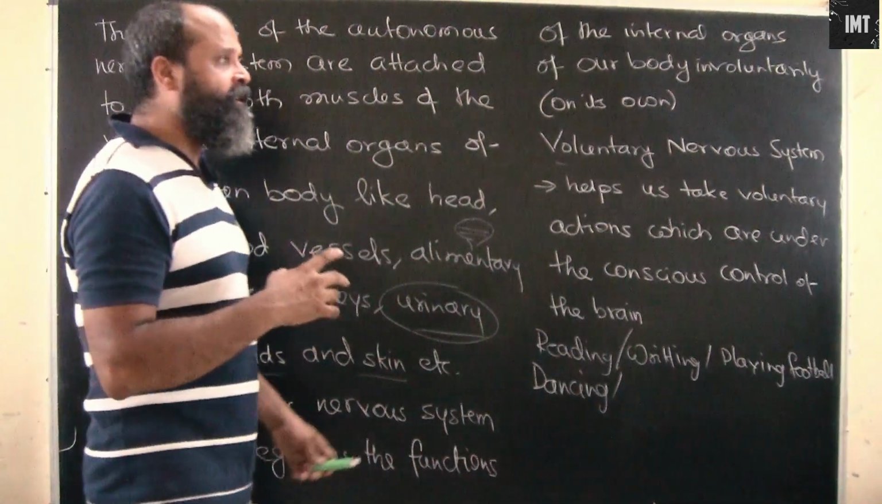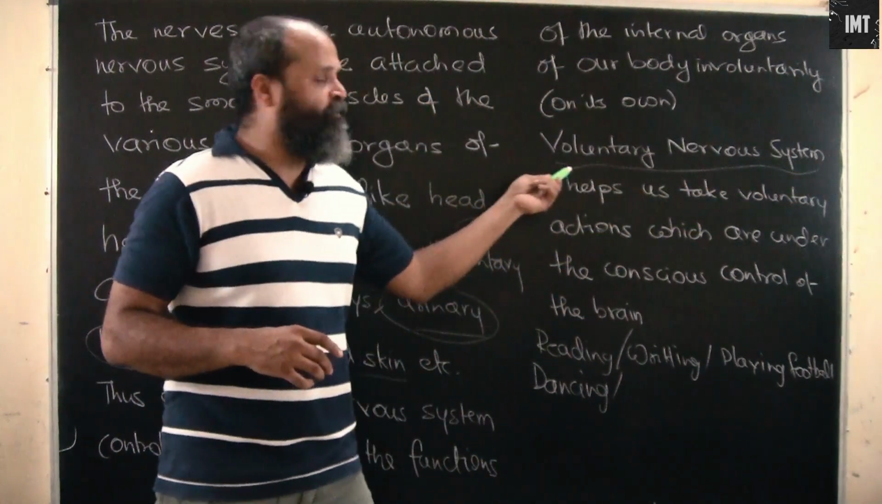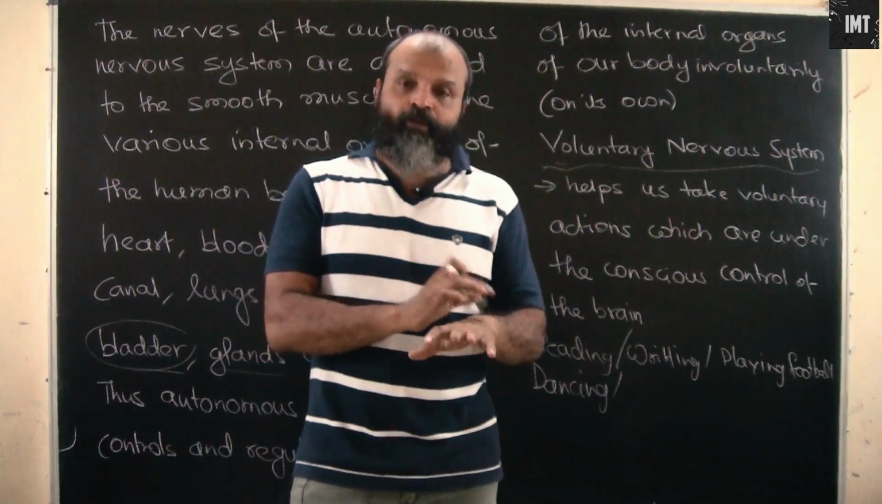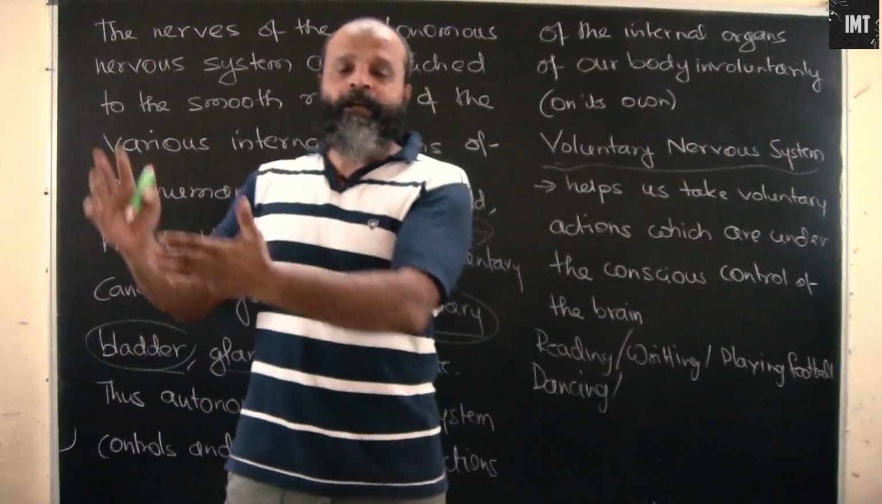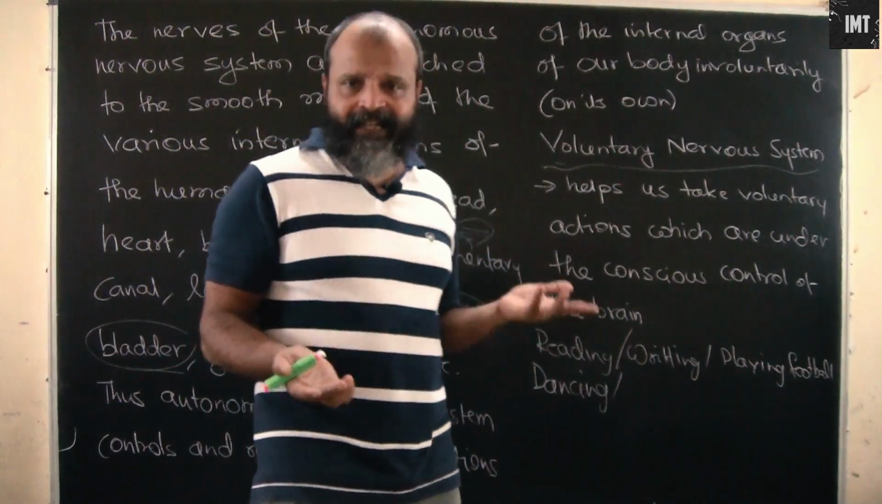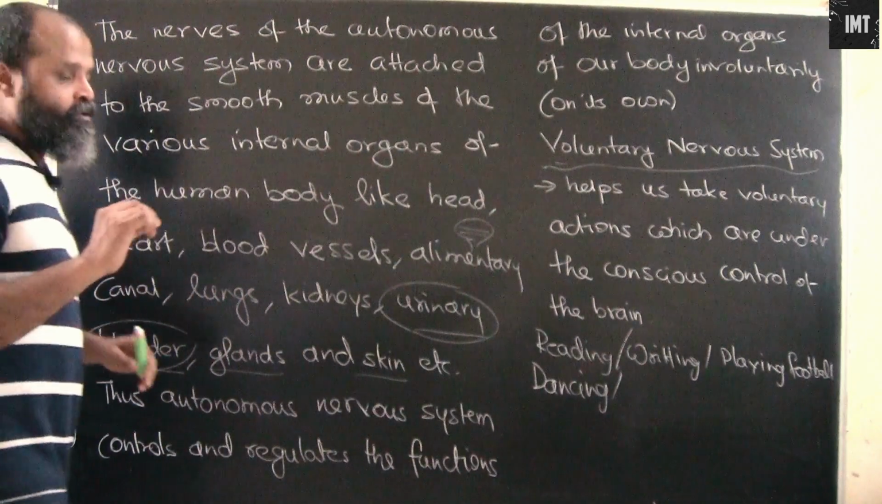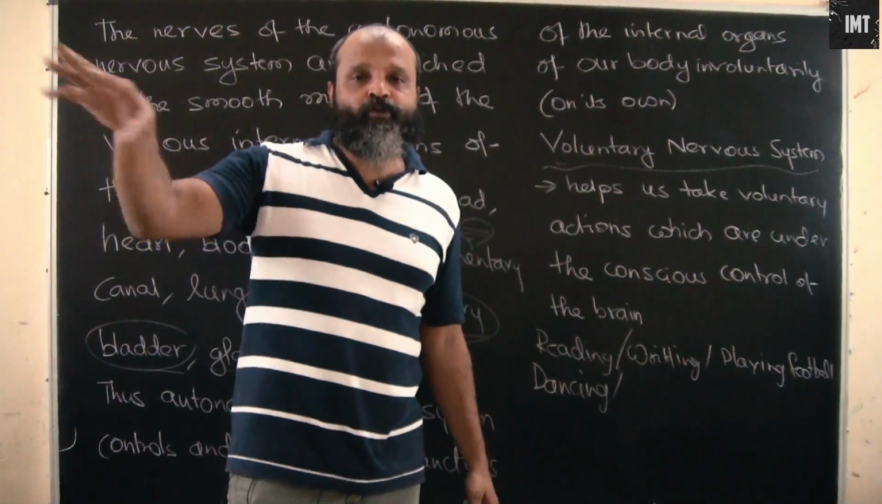And the voluntary nervous system controls it. For example, if you have a watch and you are going to school by walking or by cycling, whatever way you are going, you are responsible for going to school on your own.